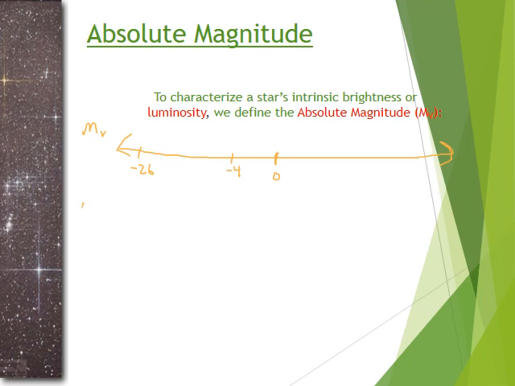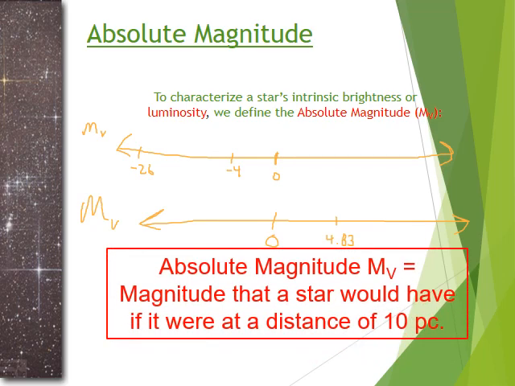The same thing goes for the absolute magnitude scale. Usually that's given as a capital M, but you get the same thing. In the case of absolute magnitude, it turns out that our Sun winds up being over here, at about 4.83, is its magnitude on the absolute magnitude scale. So how is that? Why is that?